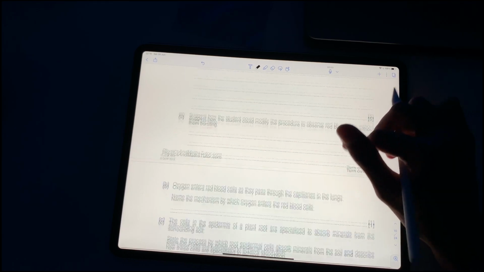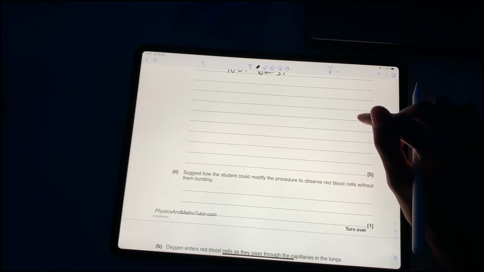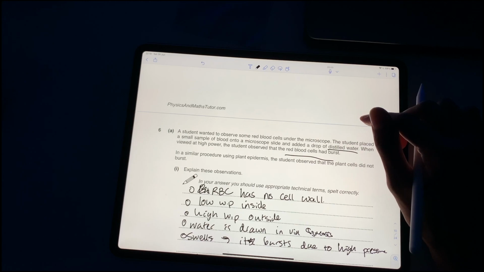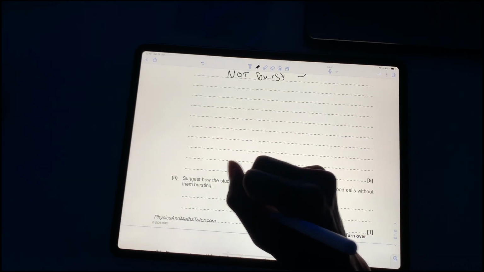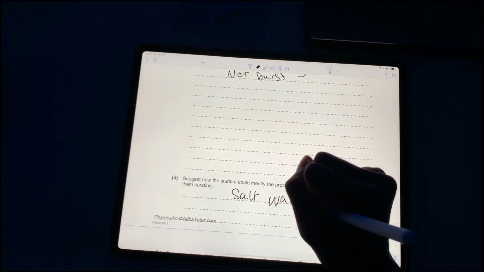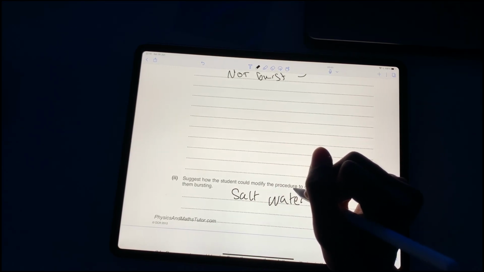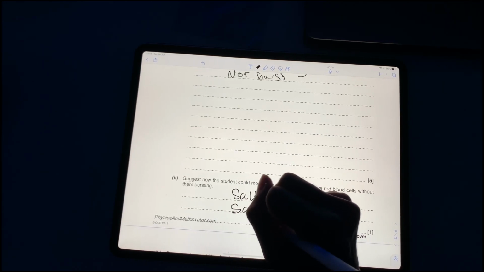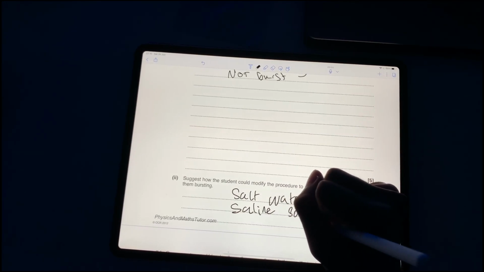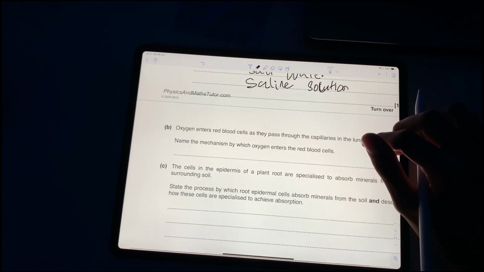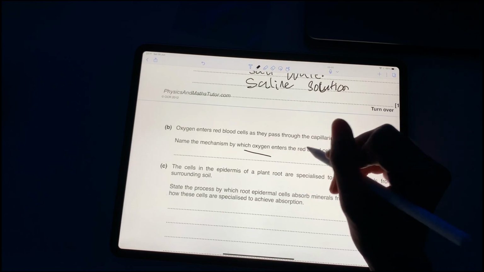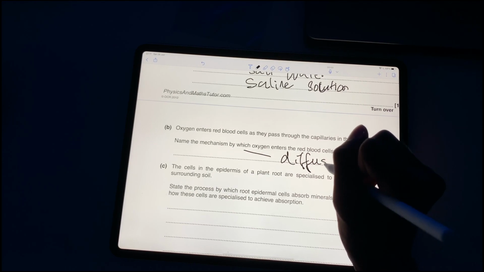Okay. So how the student could modify the procedure to observe red blood cells without them bursting. How would you modify it? So it has to be something to do with water. So not use water, or salt water, or what's the solution? The eye solution. Saline. Okay, name the mechanism by which oxygen enters red blood cells. Diffusion, easy.